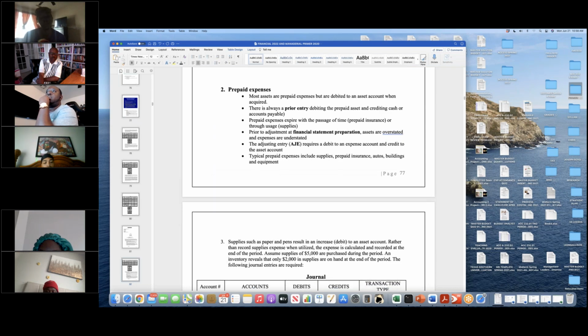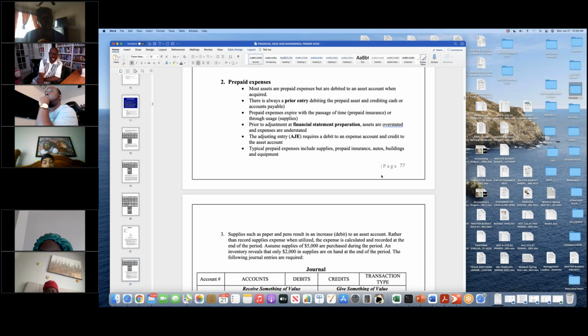So let's go back to supplies and see if we can handle supplies again. We're looking at assets and we're making adjusting entries. It says assume supplies of 5,000 are purchased during the period. We do inventory, and we've got 2,000 at the end of the period. And suppose we pay cash for these supplies. What would be the journal entry to buy the supplies?